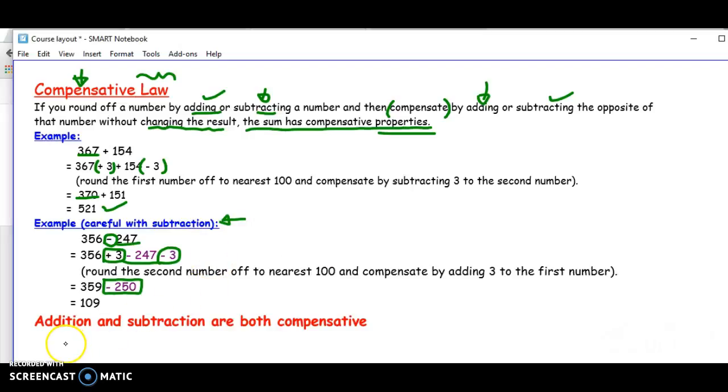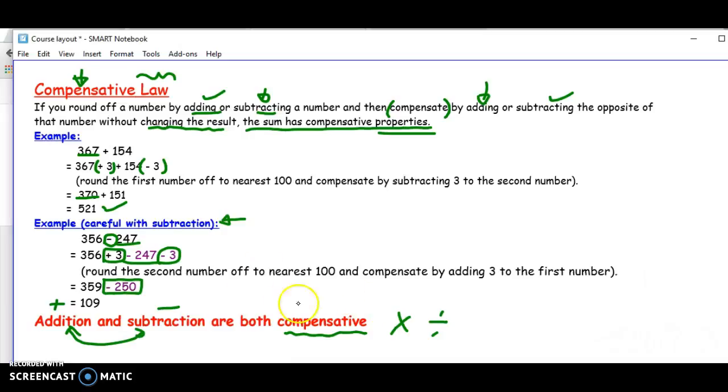Now, remember that only addition and subtraction, only in these two cases, we can be compensative. It does not apply to multiplication and division. It only applies to addition and to subtraction.